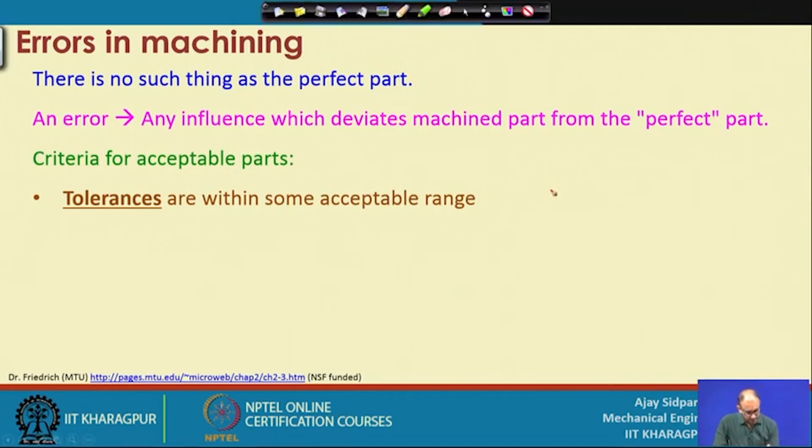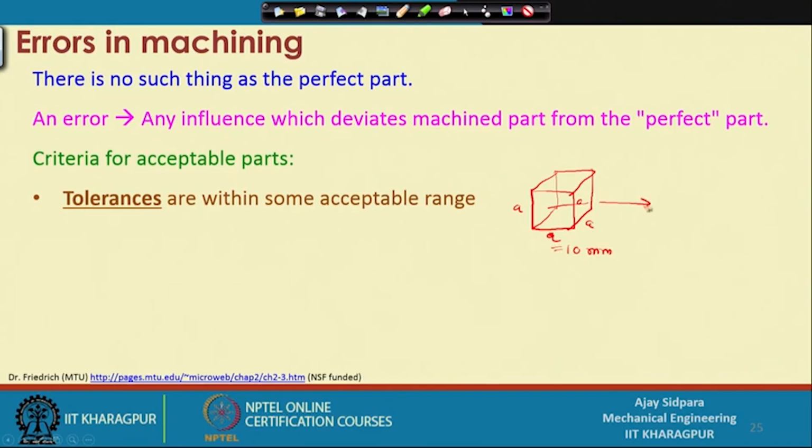So, that means suppose we have a cube with a dimension A on all sides, and now consider A is 10 millimeter, and what you are making here, suppose it has a dimension A equal to 9.98 or A equal to 10.02. If this is acceptable in this particular application, wherever this part is going to fit or assemble, then it is acceptable.